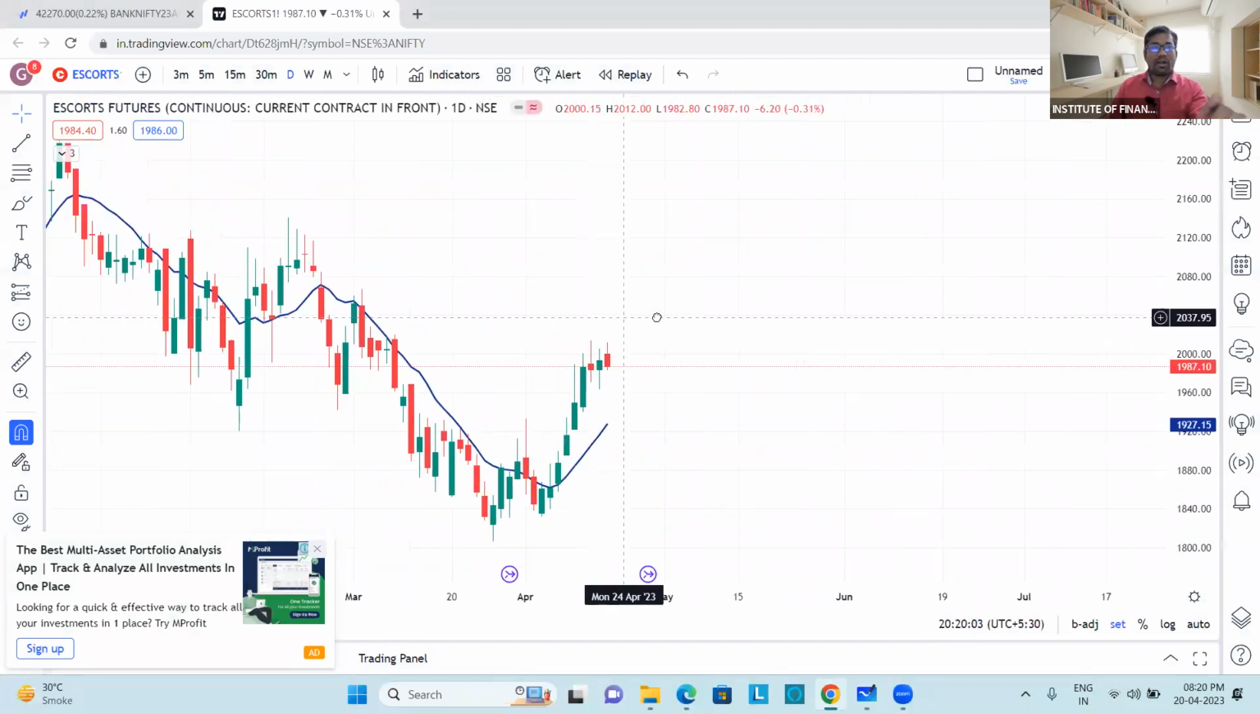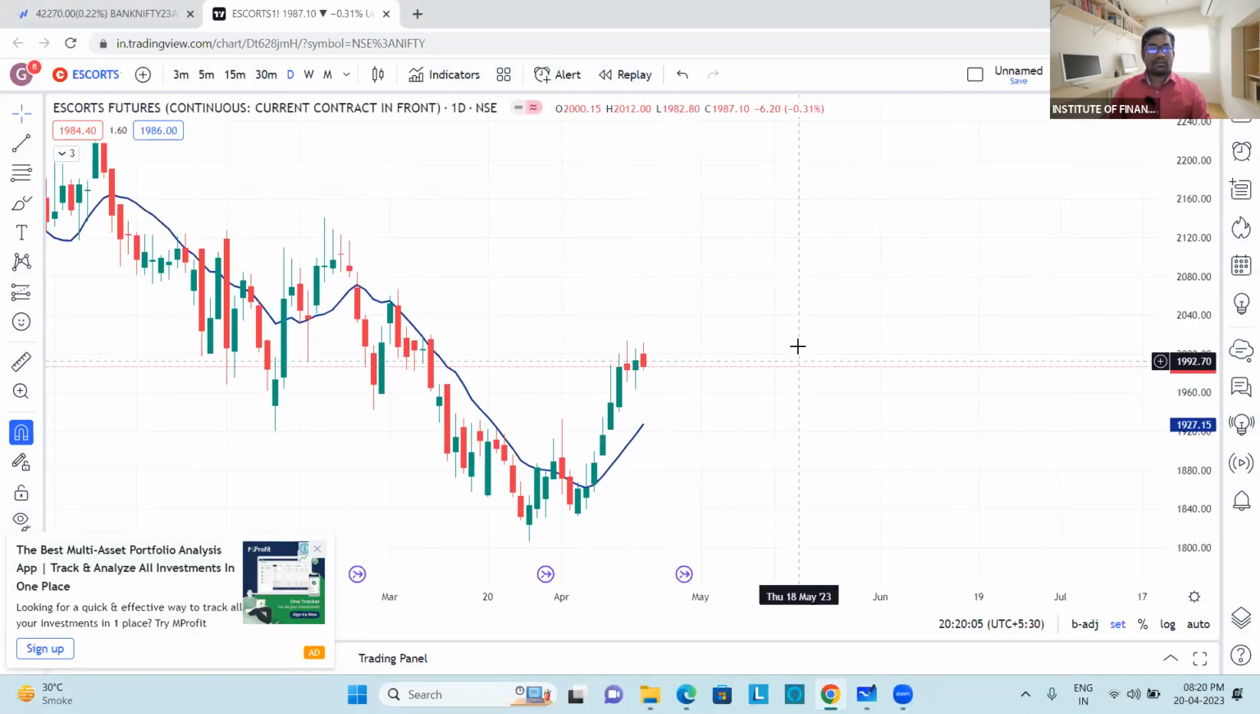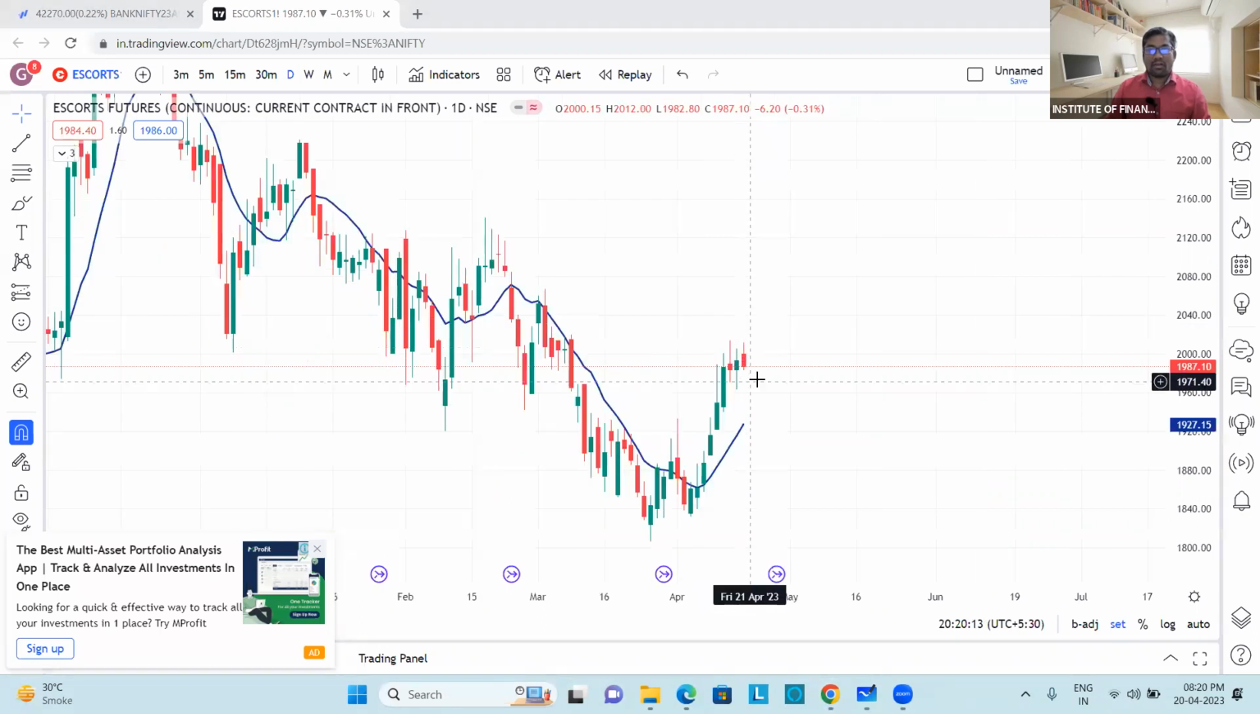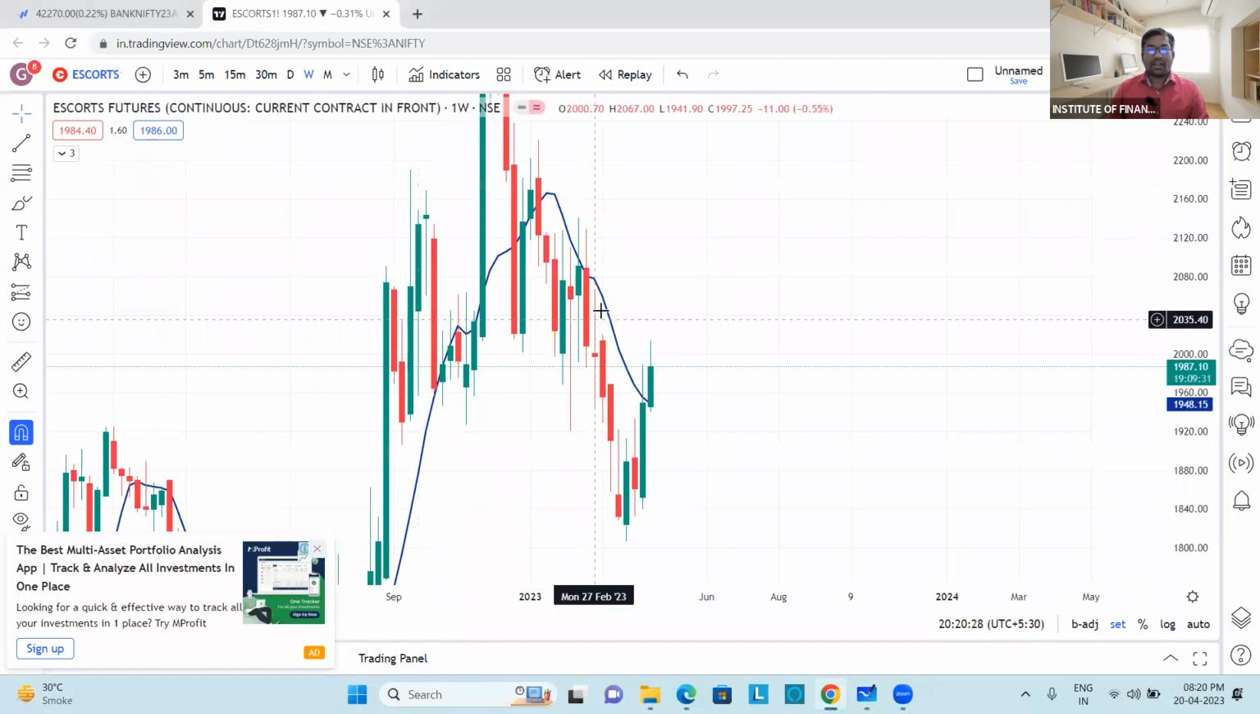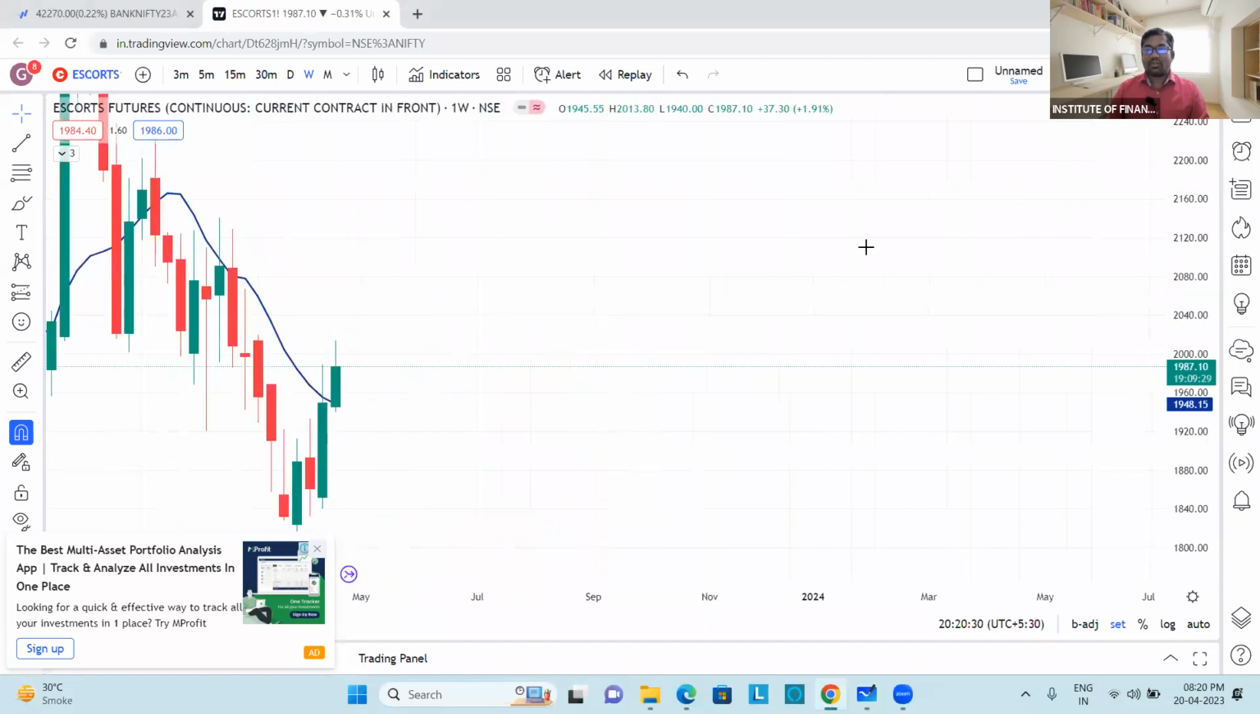What is the reason you bought Escorts call, sir? 2000 call. What is the reason you bought Escorts call here? Sagar ji, weekly breakout. Where, sir? Where is the weekly breakout here? You can check here. I am turning this into lower time frame.